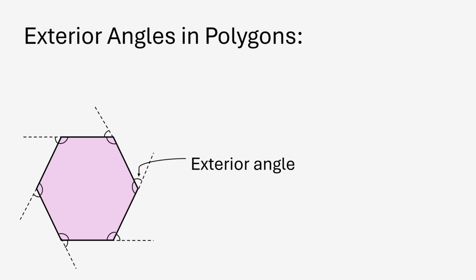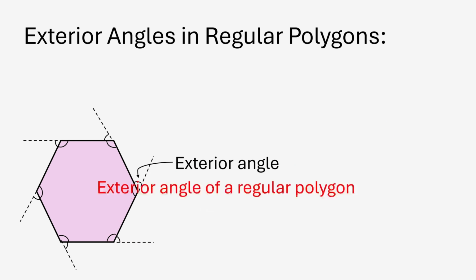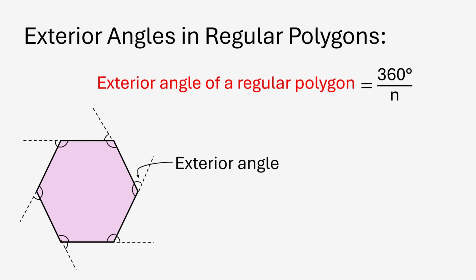Exterior angles in a regular polygon. The sum of all exterior angles of any polygon is always 360 degrees. Since a regular hexagon has 6 equal exterior angles, divide 360 degrees by 6. That gives 60 degrees for each exterior angle.